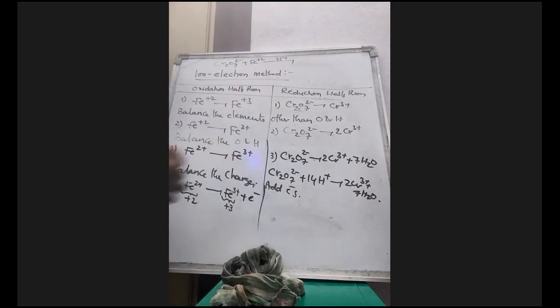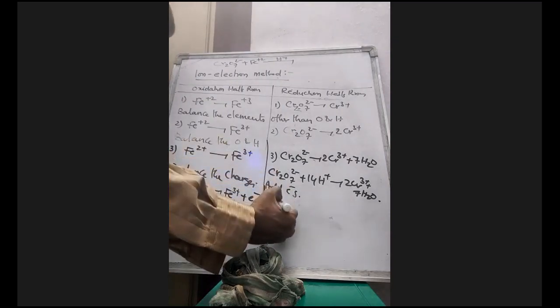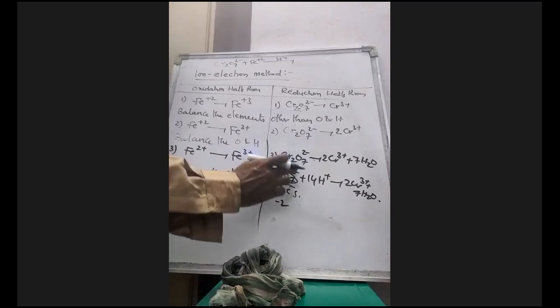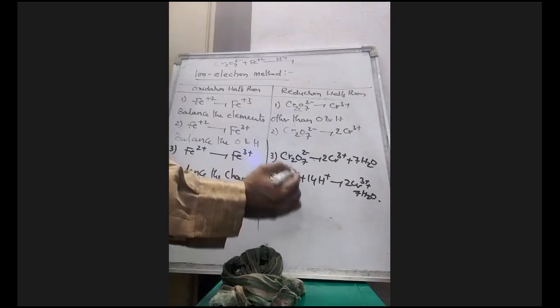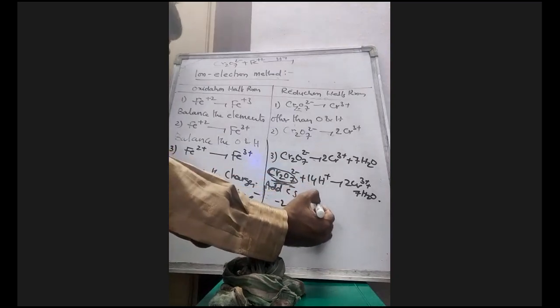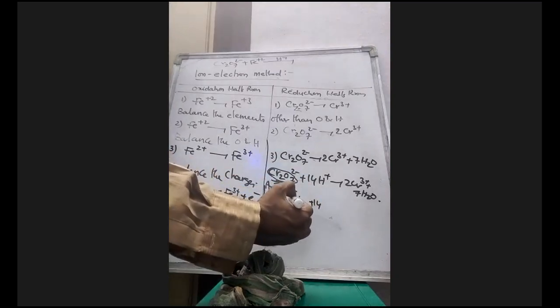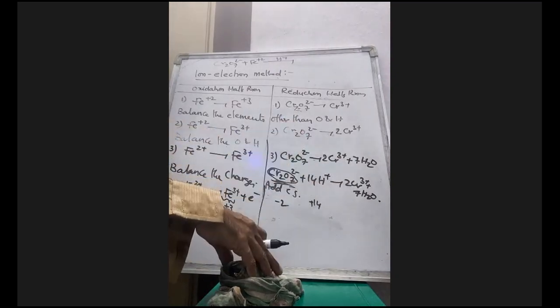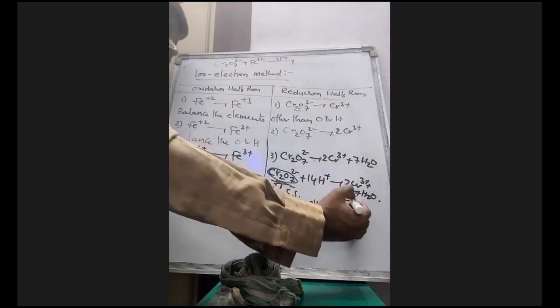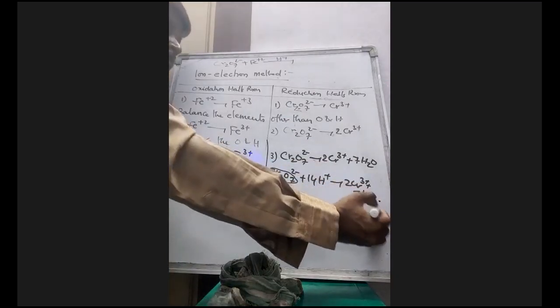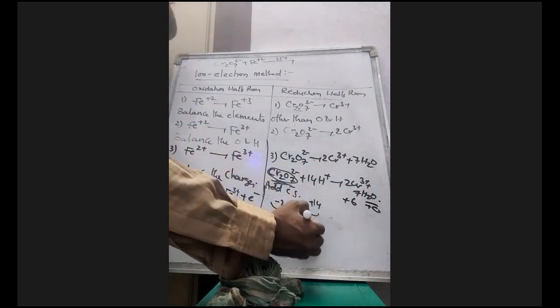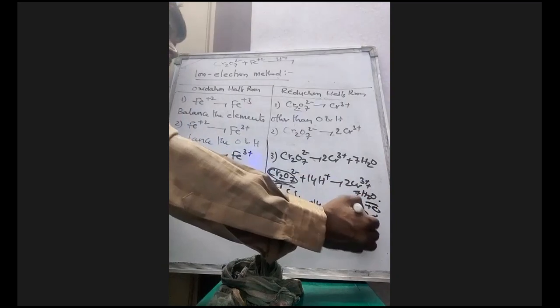Now let us come back to this side. What is the charge on this side? Minus 2 here, because the overall charge of Cr2O7 2 minus is minus 2. Here, 1 H plus means plus 1, and there are 14, that's why plus 14. Here, chromium 3 plus means oxidation number 3, that's why 2 into 3 is plus 6. Here it is a neutral molecule. So the total on this side is plus 12 and on this side plus 6.